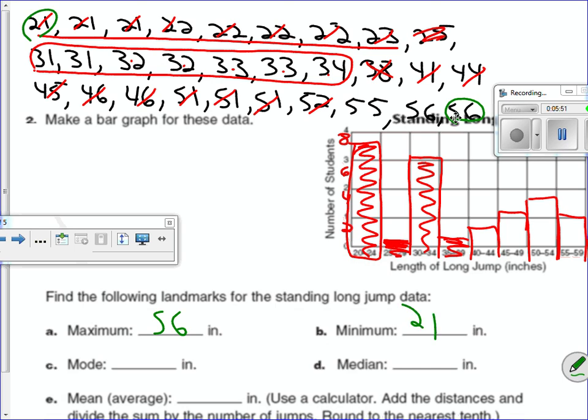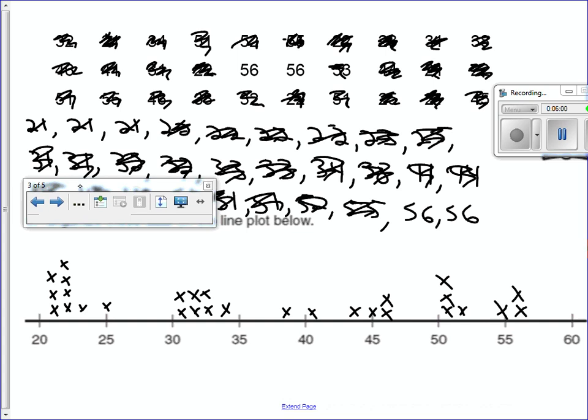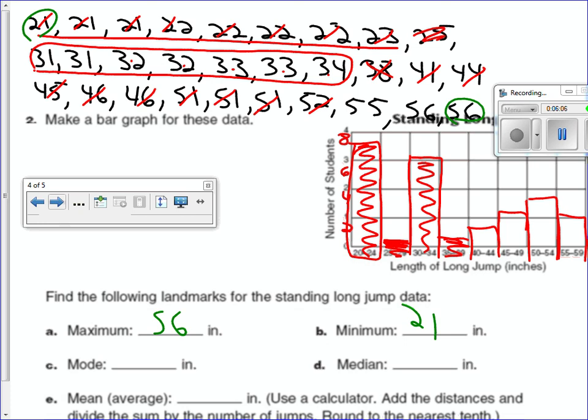My mode, the number that happened the most, well, let's go back to this plot, this line plot. What number had the most X's? Do you see I can use this data? Take a look here. 22 had 4 X's. That number happened the most. So I'm going to go ahead and put 22 down.